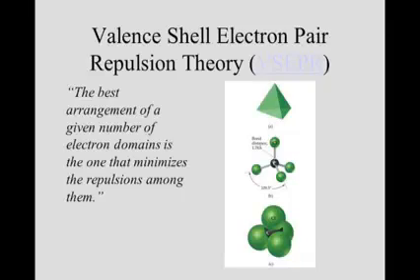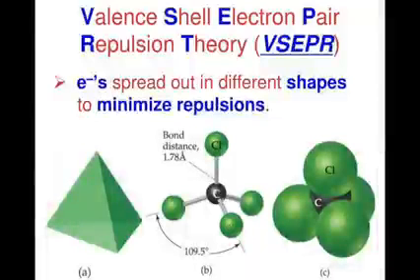VSEPR theory, or the valence shell electron pair repulsion theory. This theory basically states that electron pairs will repel each other whether or not they are bond pairs or lone pairs, thus making them spread apart from each other to minimize repulsion.